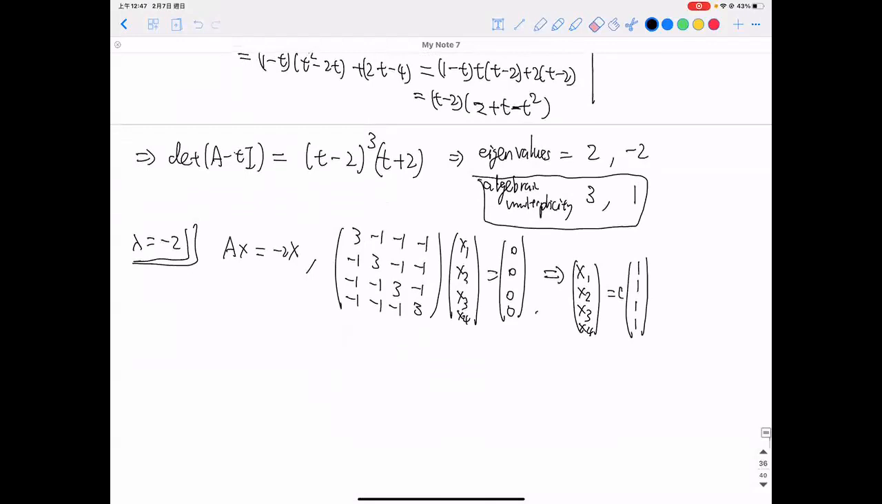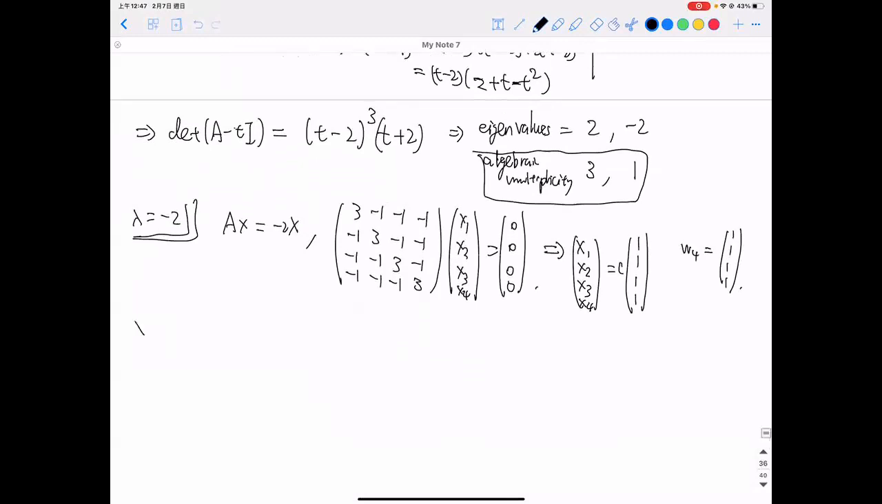So let's call this one W4. It is this vector.